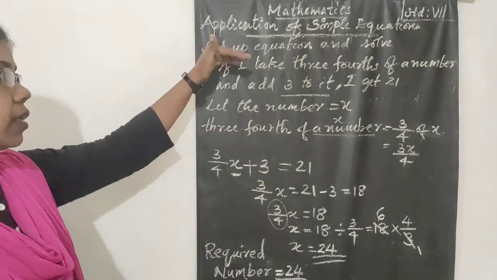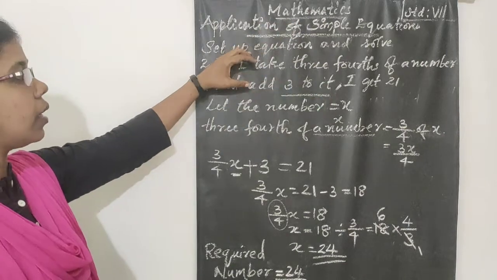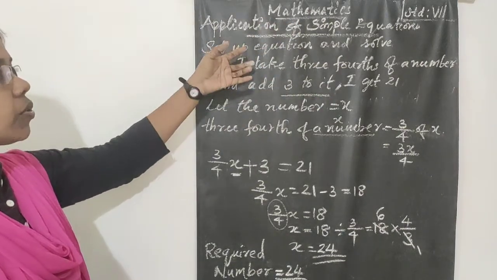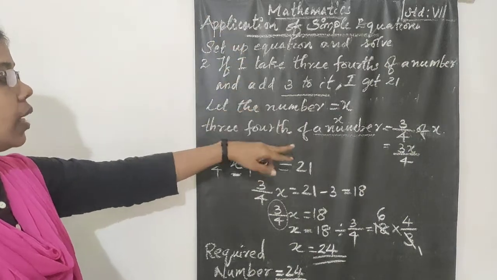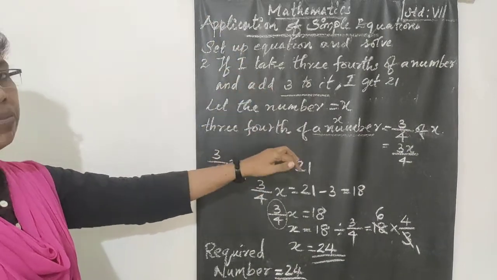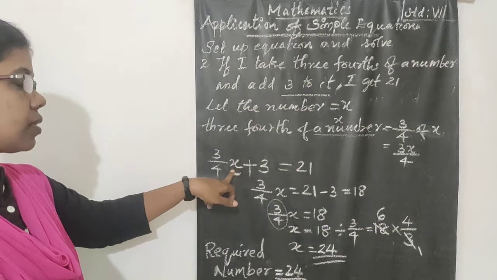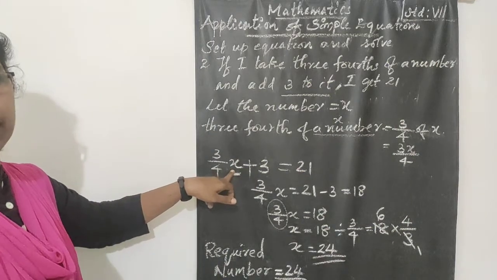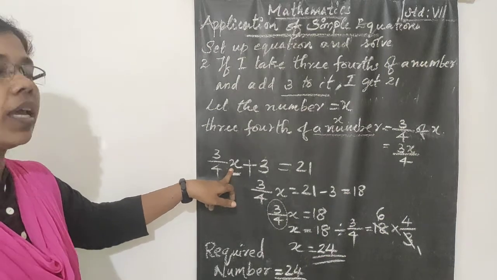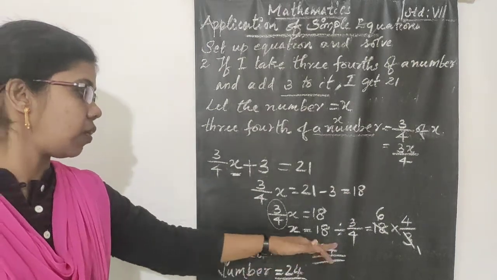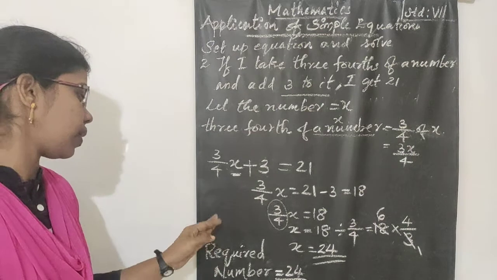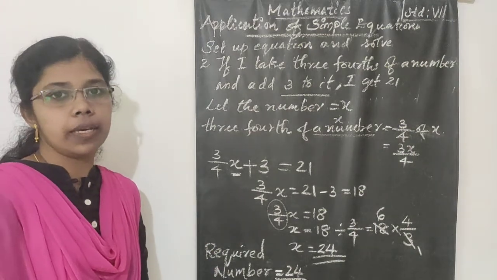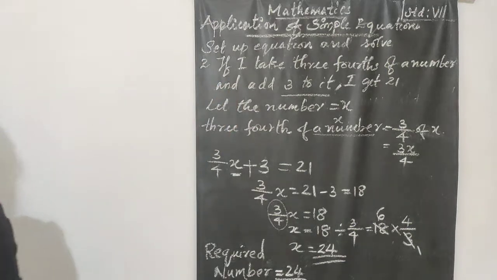For this question, set up the equation and solve. One statement is given here. First we have to change that statement into an equation. Then we find the value of x. That is solve. Solve means find the value of that unknown variable. Here the unknown variable is x. So x equal to what did we get? 24. That means the required number is equal to 24. That is the answer. Okay, clear?